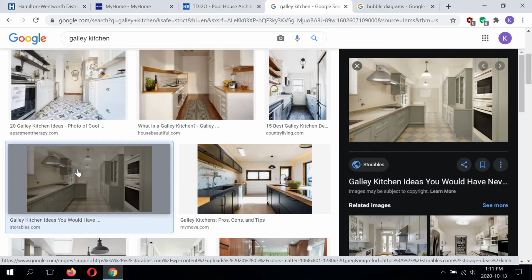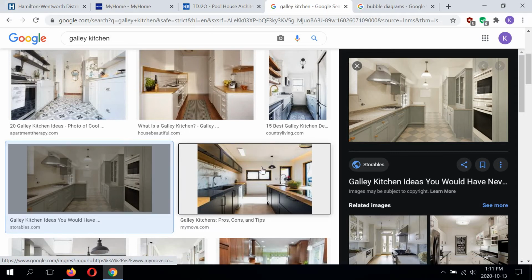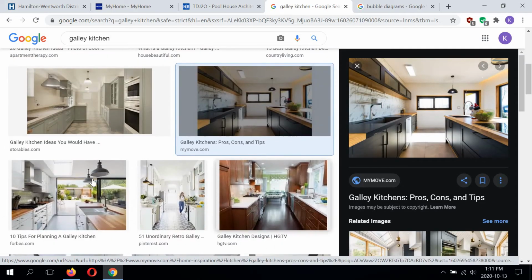Think of a bowling alley, right? What does a bowling alley look like? That lane where you throw the ball. Again, it's long and narrow, right? So galley sort of borrows its name from alley, right? That's how you can remember that.